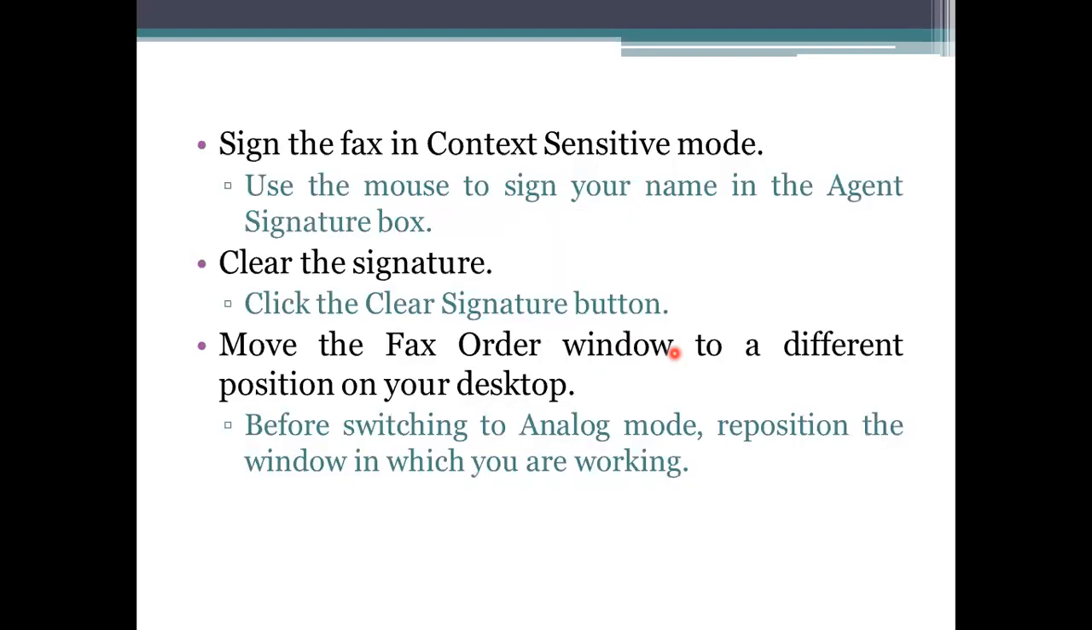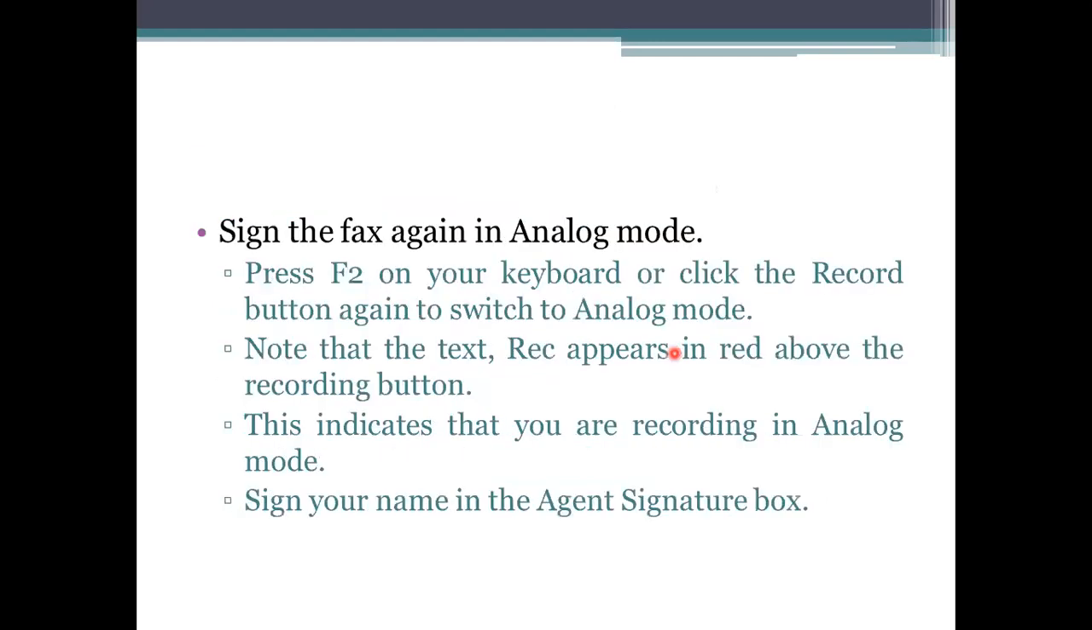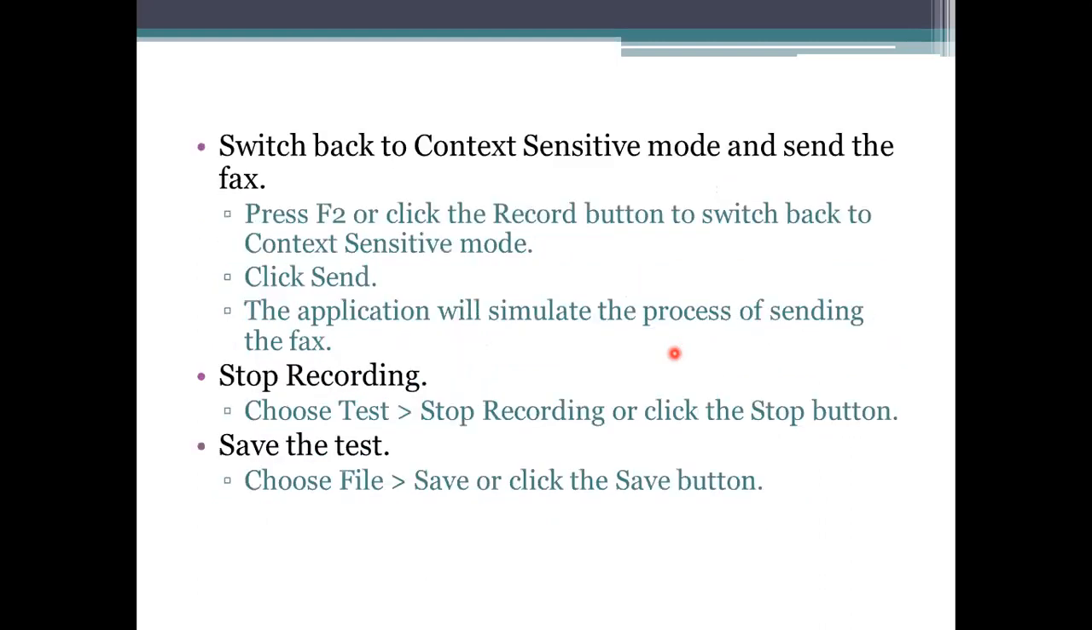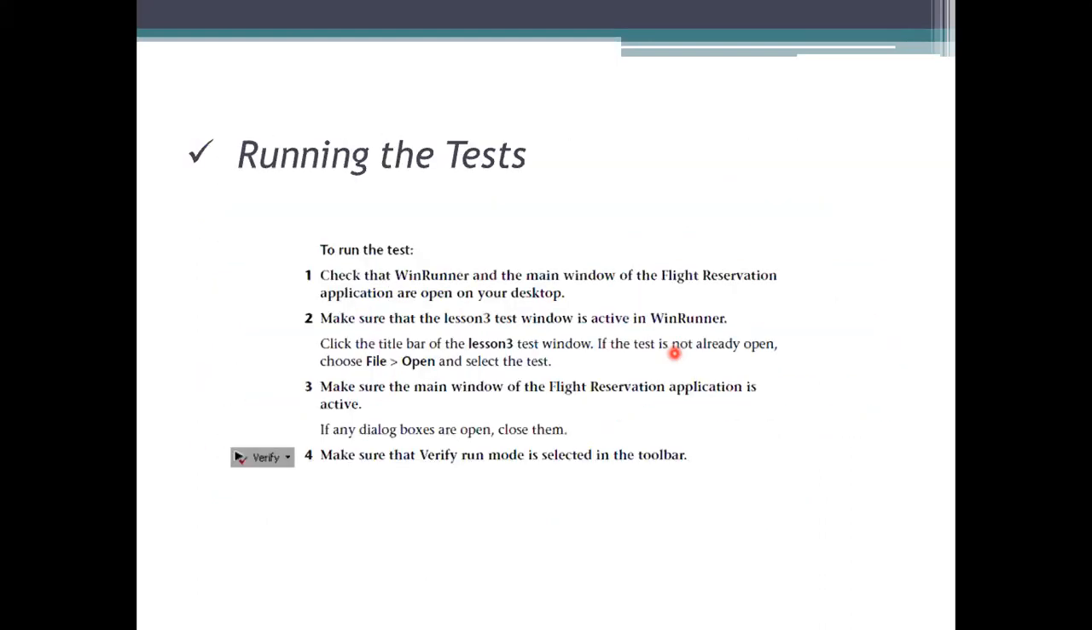This running of the processing can be done in many ways. Before getting into that, we need to sign this fax, and then place this order in the analog mode as I said. Okay. The running of the test includes two modes, which we can specify from the toolbar. The running of the test includes a verify run mode, and next a debug run mode.